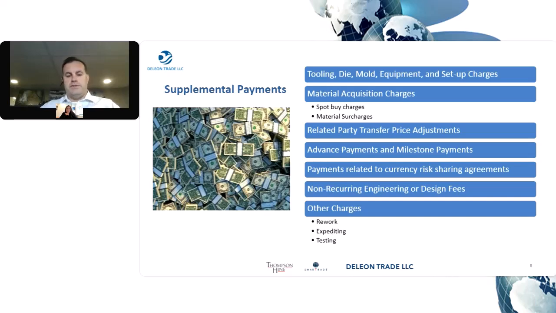Also, sometimes we see advance payments or milestone payments. Milestones are typically paid when there may be an agreement with the supplier. If a good achieves a certain certification, they may have to then pay an additional amount based on that certification or achievement. And a lot of times what happens, when we're talking about all of these kinds of payments, right, is an importer may not know them up front or know them at time of importation.